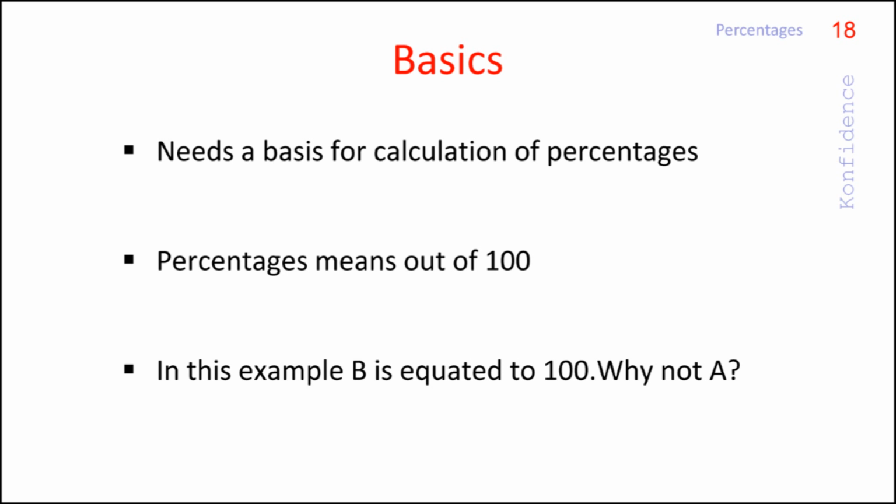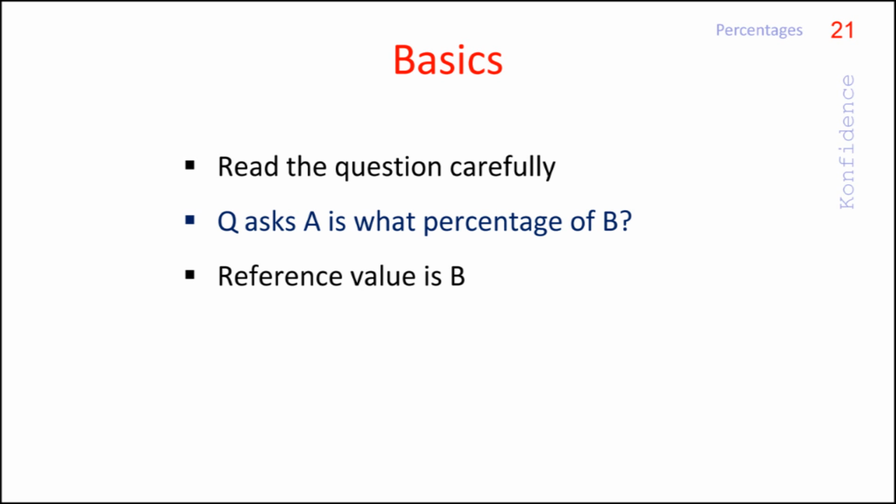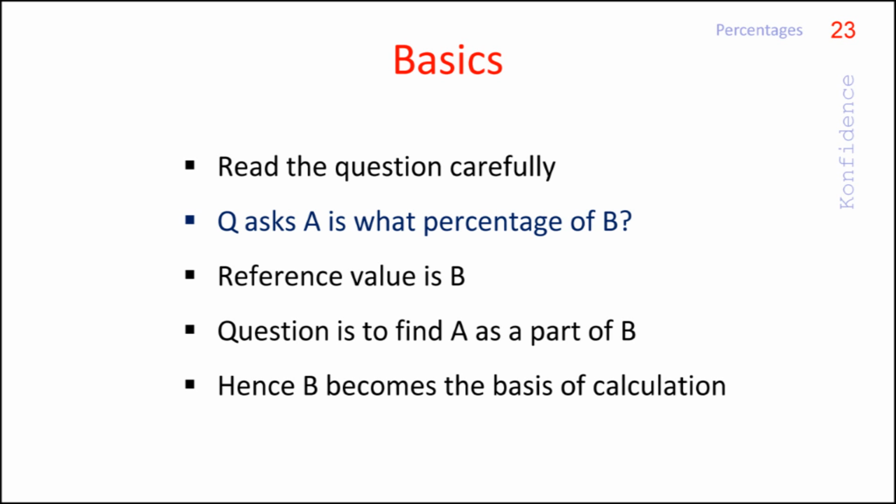In this example, B is equated to 100. Why? Why not A? Here, it is important to read the question carefully. The question asks, A is what percentage of B? The reference value here is B because the question asks to find out A as a part of B and not vice versa. Hence, B becomes the basis of calculations.